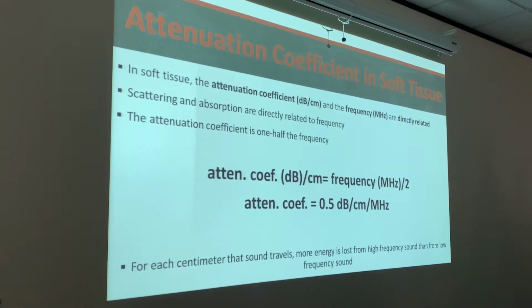High frequency sound is going to attenuate faster than lower frequency sound. Even when you're taking a test, just think about it: when we did an abdomen with the 5 transducer, we were able to look deep. But when we did a thyroid with the high frequency 12 transducer, we weren't able to penetrate deep.